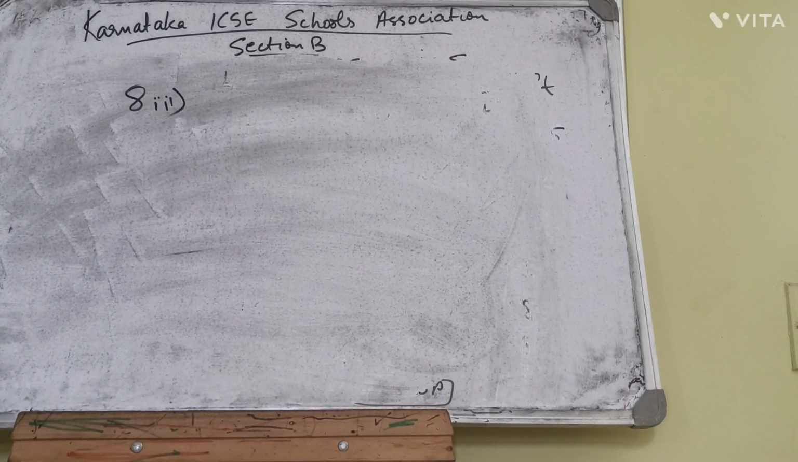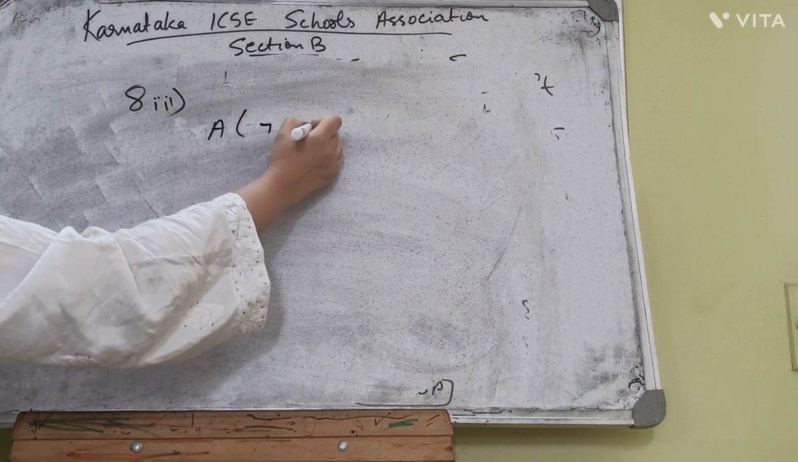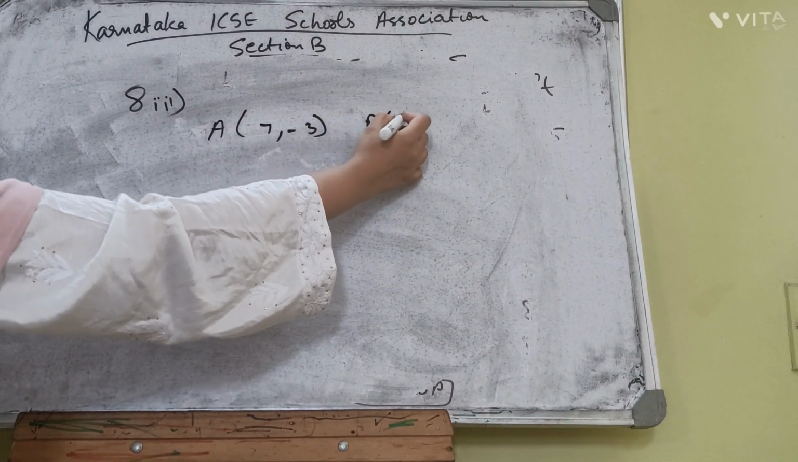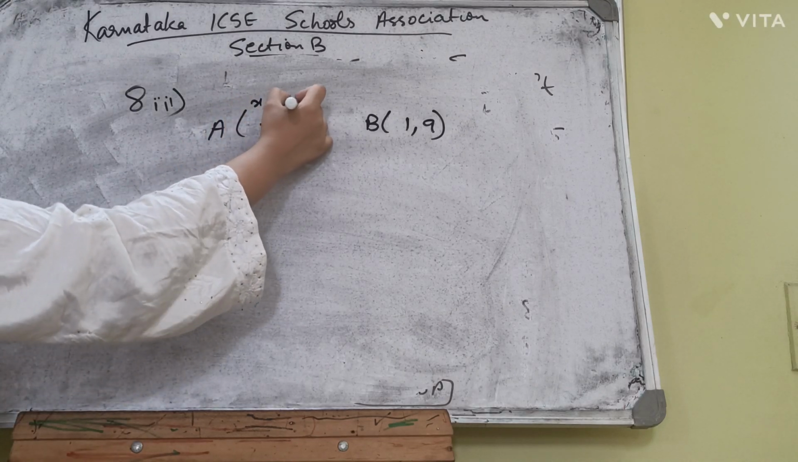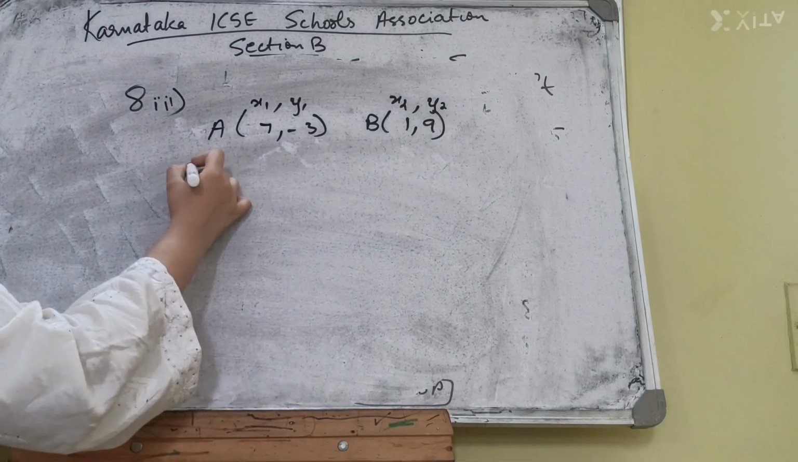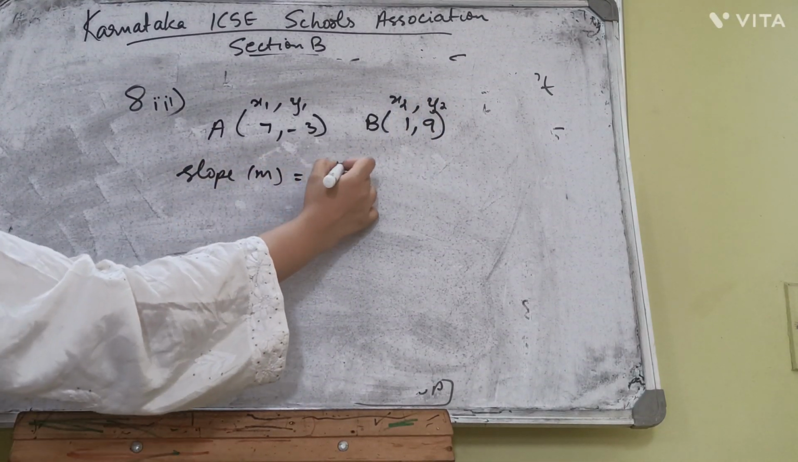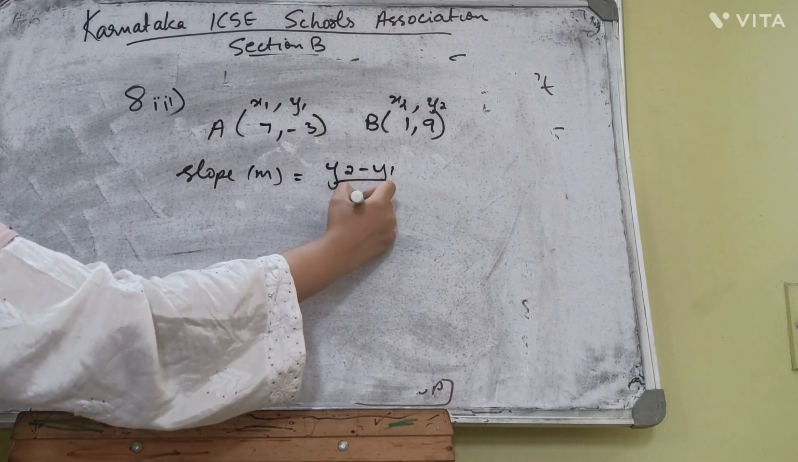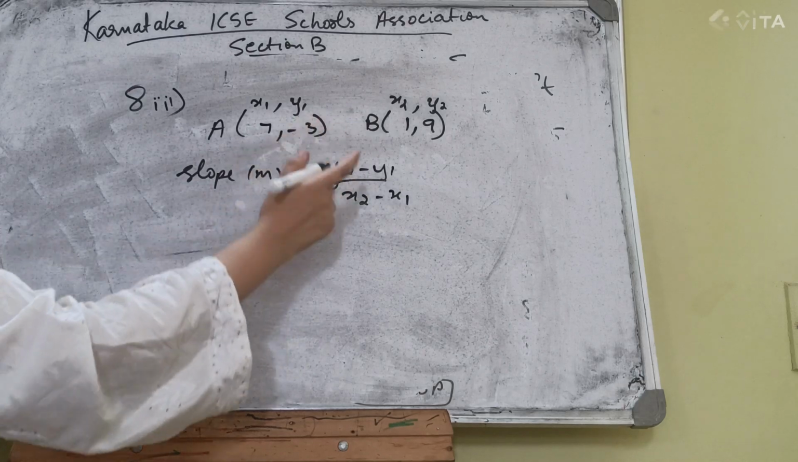Question A, third one, points A and B have coordinates 7, -3 and 1, 9. A is given as 7, -3 and B is given as 1, 9. Find the slope of AB. So you take this as x1, y1 and let this point be x2, y2. So to find the slope, which is represented by small letter m, the formula is y2 minus y1 by x2 minus x1.